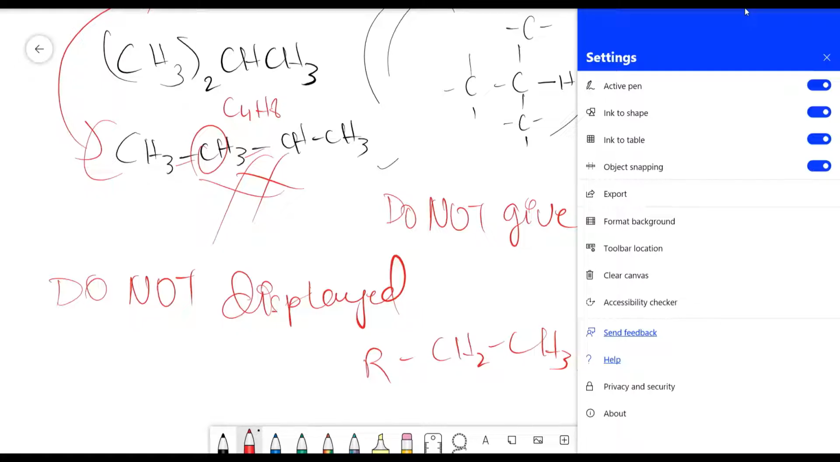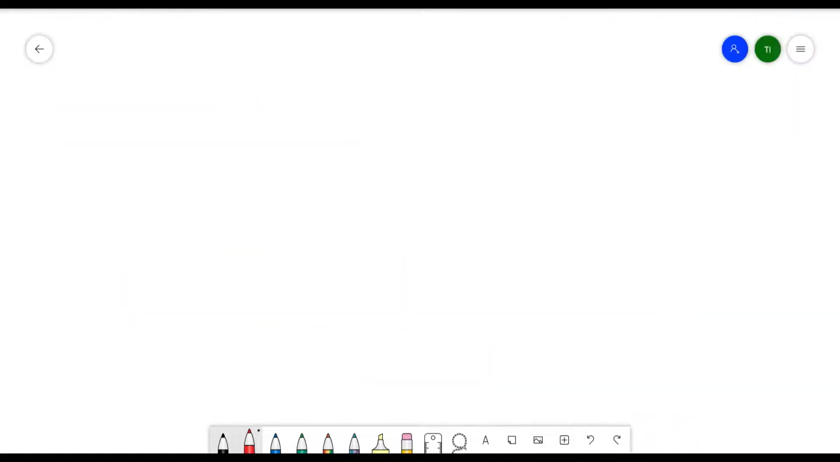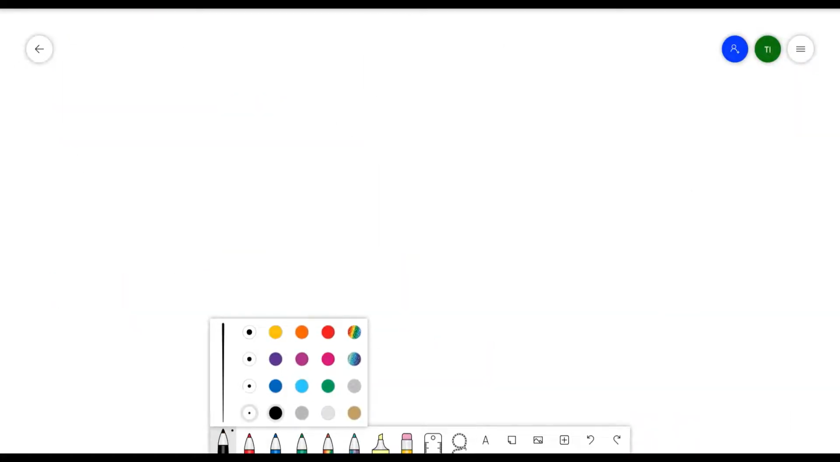Now the next thing we'll move on to is the different functional groups and their ending names.